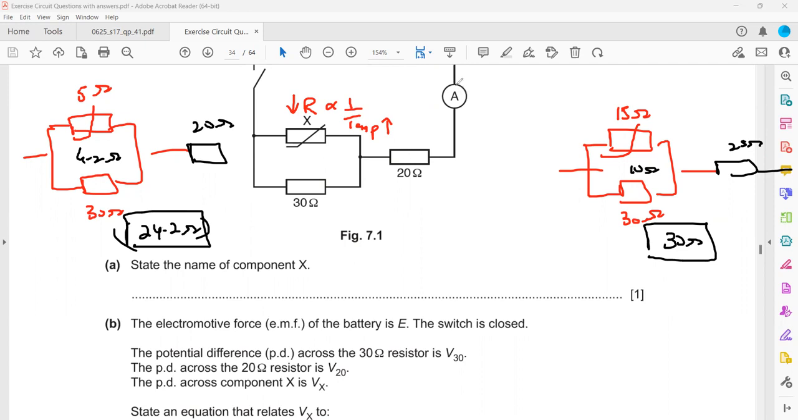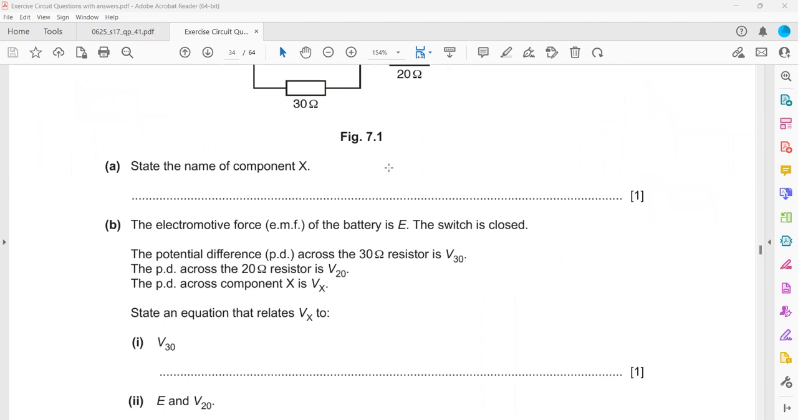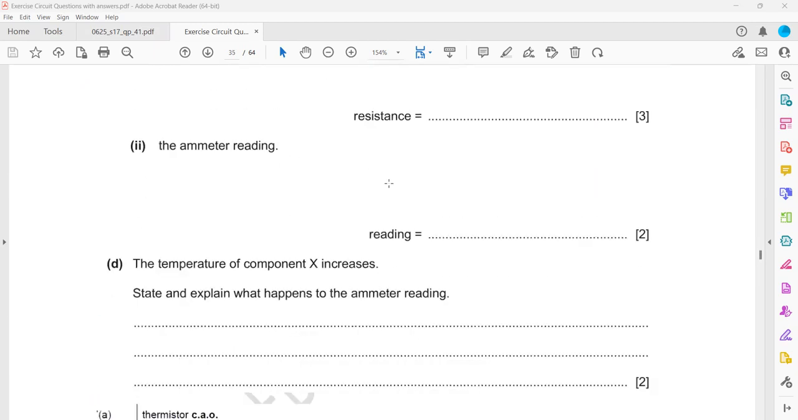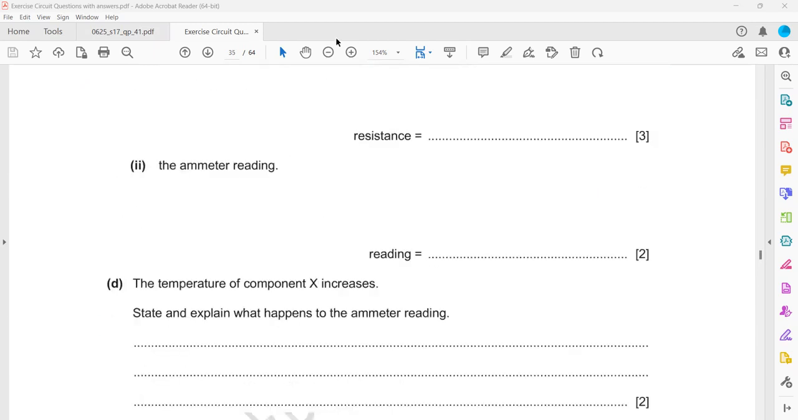So if the combined circuit resistance decreases, what happens to the reading of the ammeter? As the total resistance and current are inversely proportional, if the resistance of a circuit is decreasing, what happens to the total current in the circuit? The ammeter reading will increase. So this is the answer you will mention. Is this part clear? How the ammeter reading will change?